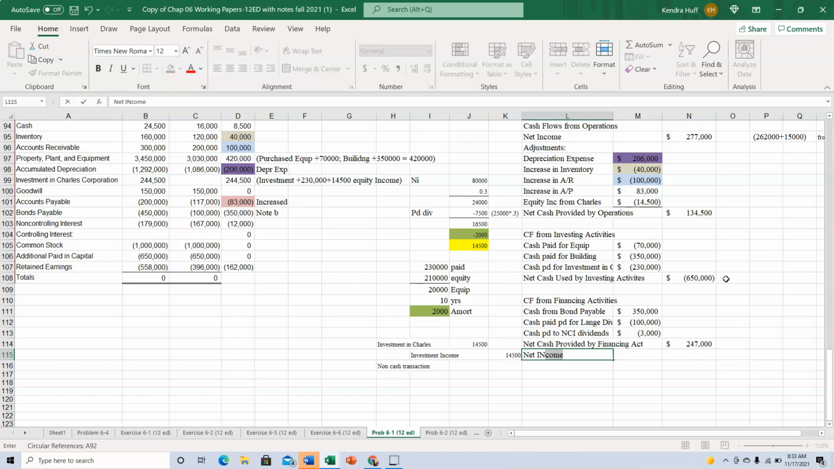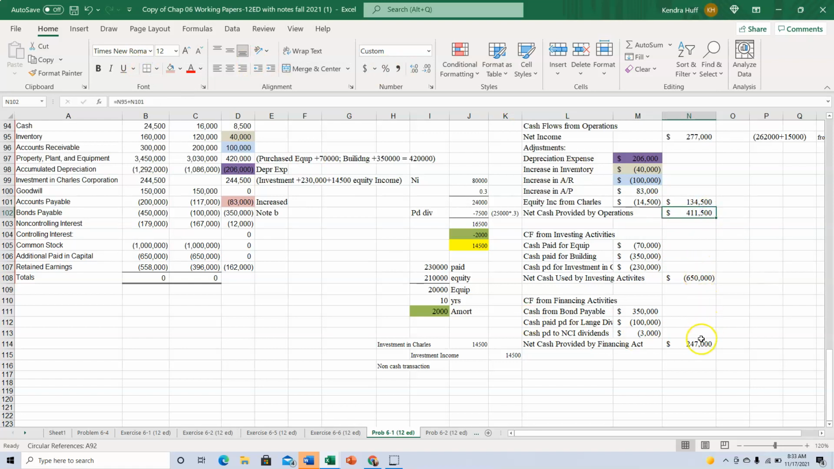Oh, you know what? I messed up. This number right here, I think this is just this right here. And then I have to add net income plus this. There we go. That looks better. Sorry about that.